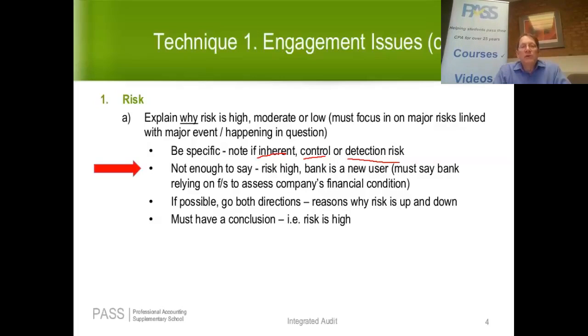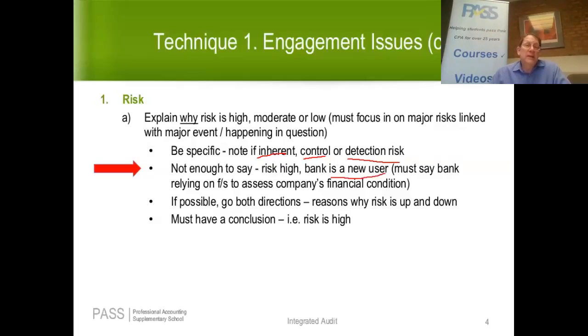Second point, probably the most important point. You must explain why the risk is up or down. That is the big criticism. Telling me the bank is a new user is not sufficient. Okay, the bank is a new user. I don't get it. Why is risk higher? You have to really explain it.